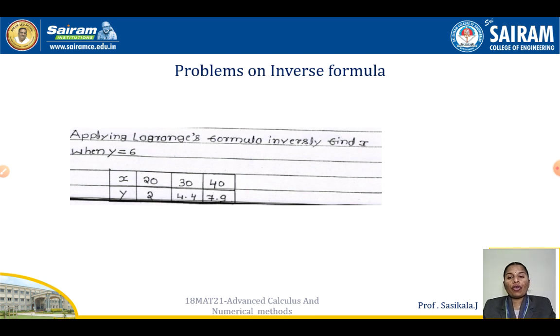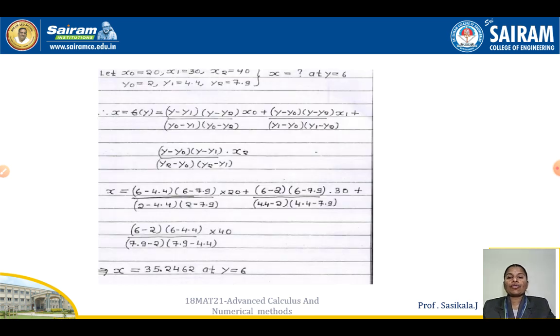Now we'll go with one more problem, which is the inverse formula. Okay, problems on the inverse formula. It's similar to the first one which you have done, but the change is we are going to find the x value at y. That is, y is your independent variable when you use the inverse formula. Okay, so the question is: applying Lagrange's formula inversely, find x when y is equal to 6. So x is 20, 30, 40 and y is 2, 4.4, 7.9. First you write all your x0, x1, x2, y0, y1, y2. The x value is to be found at y is equal to 6.